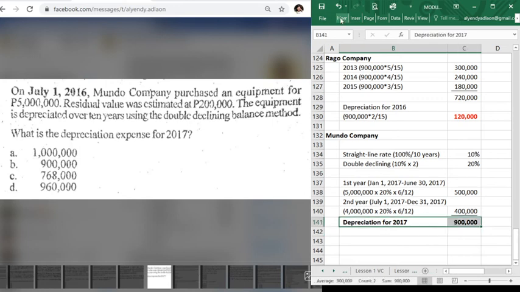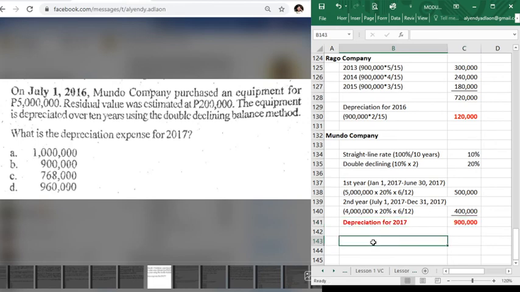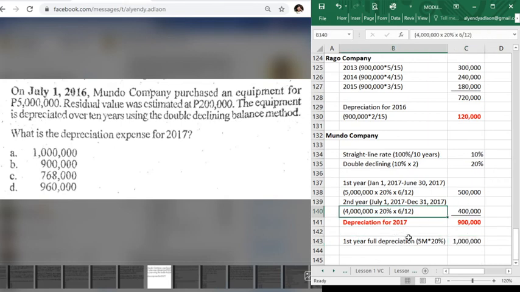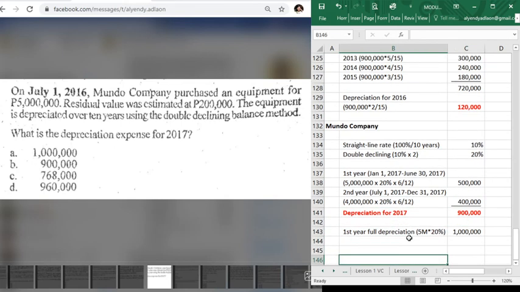Okay, so kung mangutana ka, yung sa 4 million, this is the carrying amount as of July 1, 2017. Because, di ba, ang first year jud nga full depreciation is 5 million multiplied by 20% lang. Di ba? Dili naman na siya i-6/12 kung when we say full depreciation. So, this should be 1 million, right? So, that's why 5 million minus 1 million. So, we have 4 million pesos.